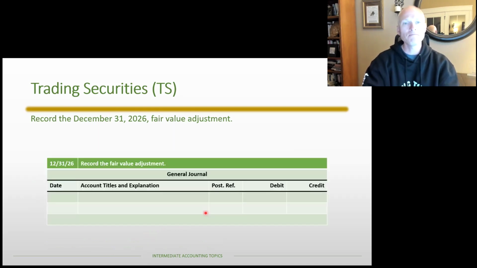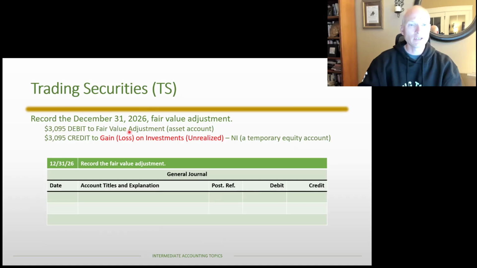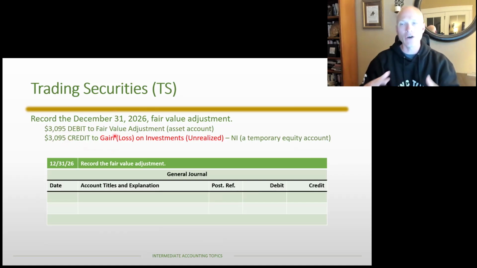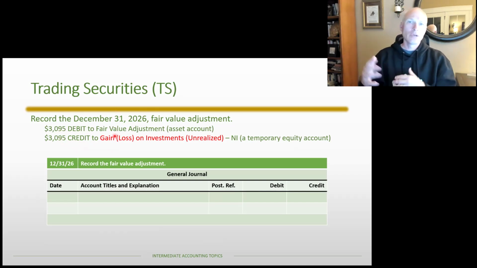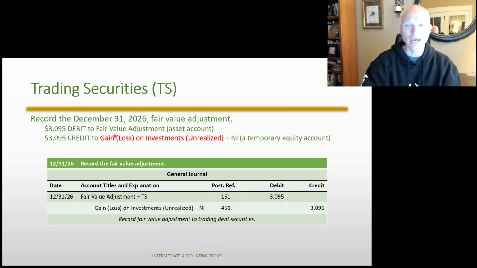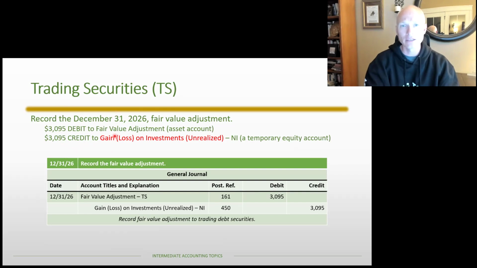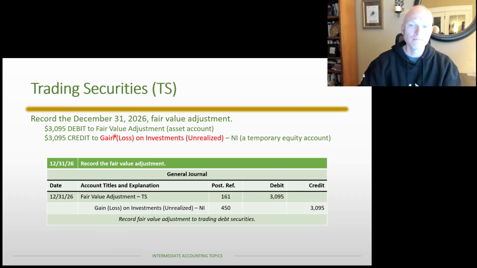Take that information, and again, the debit to the fair value adjustment account, and then we're going to credit that gain loss account. Remember, just being clear that we're capturing gains and losses in one account. In this case, it is going to be a gain though, because we're crediting that account. So it's a positive impact on our income statement. But again, we're just using one account for gains and losses collectively.